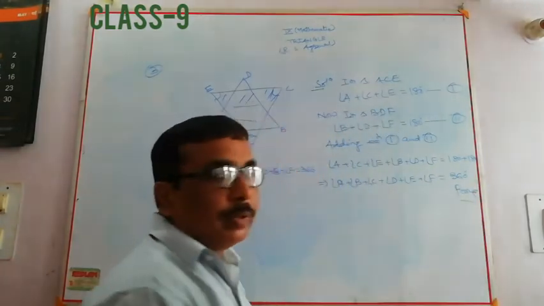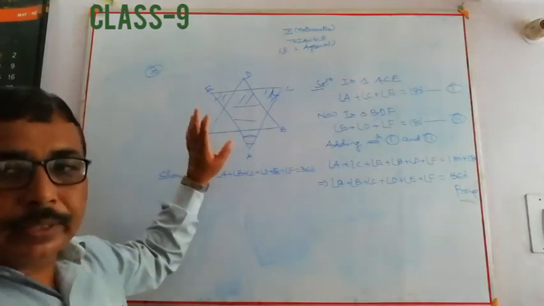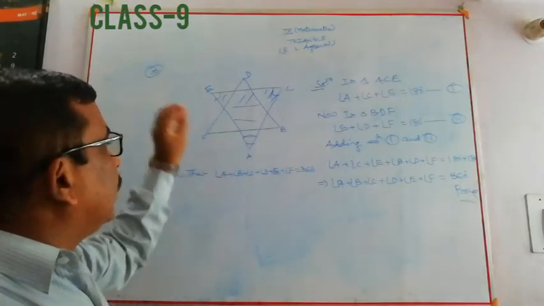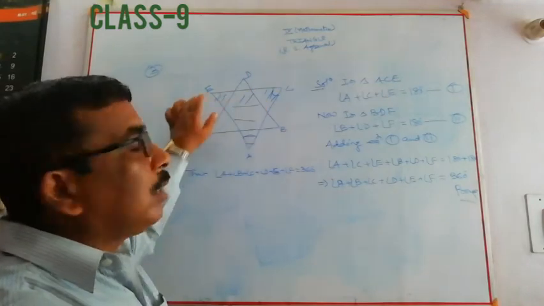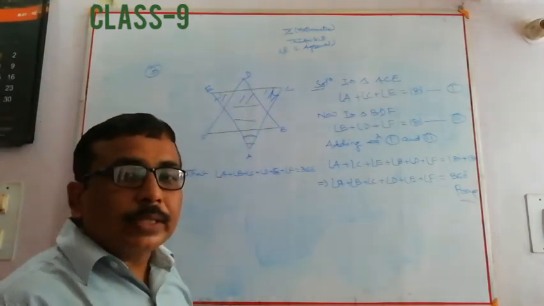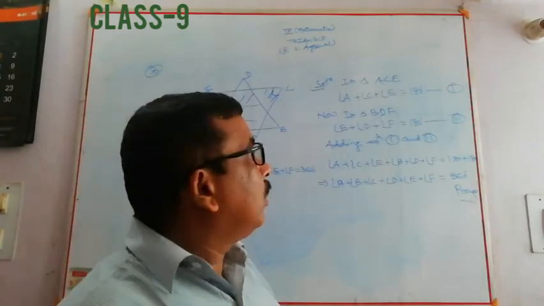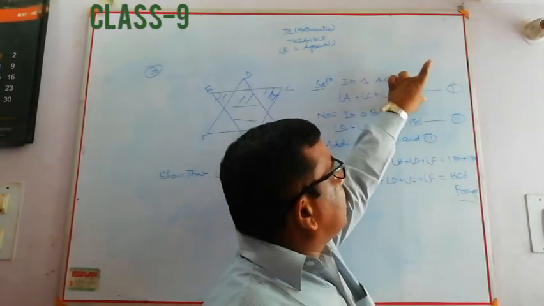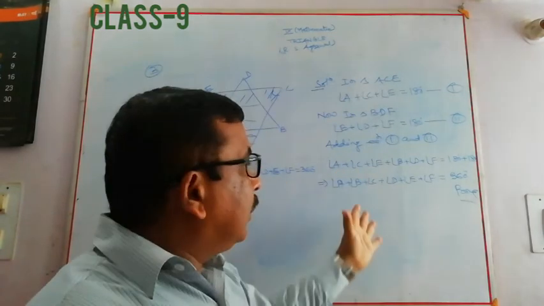These are the very simple questions. Figure will be given in your question. Then you prove that the sum of these angles equal to what? 360 degree. Why? They are forming two triangles, and you know that the sum of angle of a triangle is what? 180 degree. Forming equation 1 and 2 and add them and then get your solution.